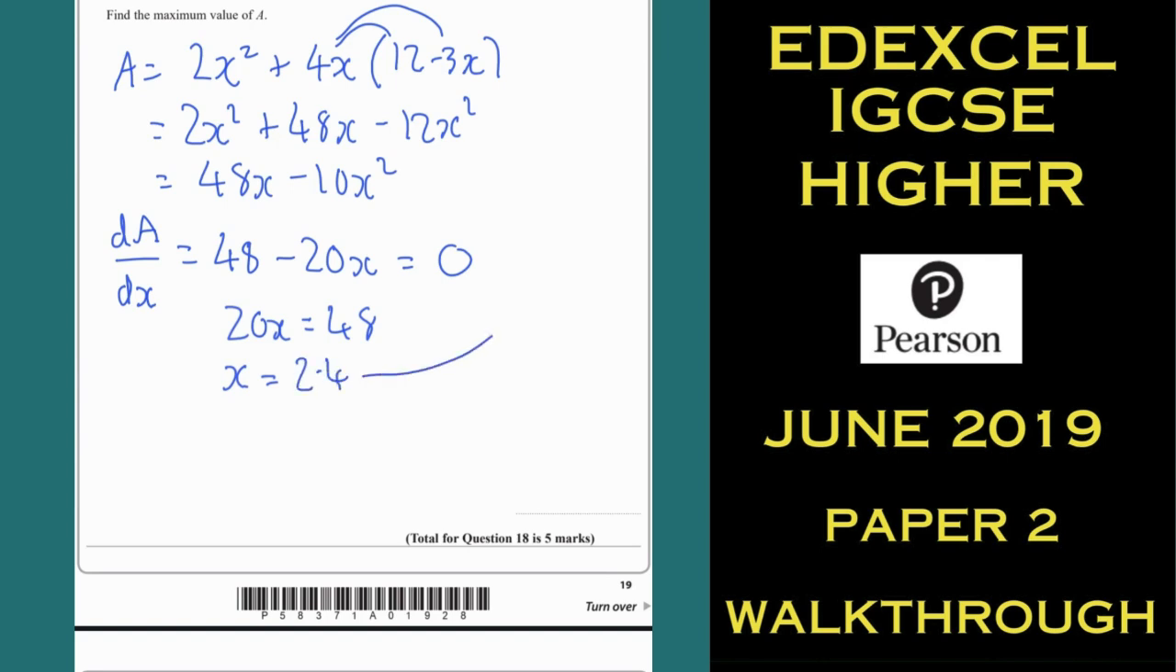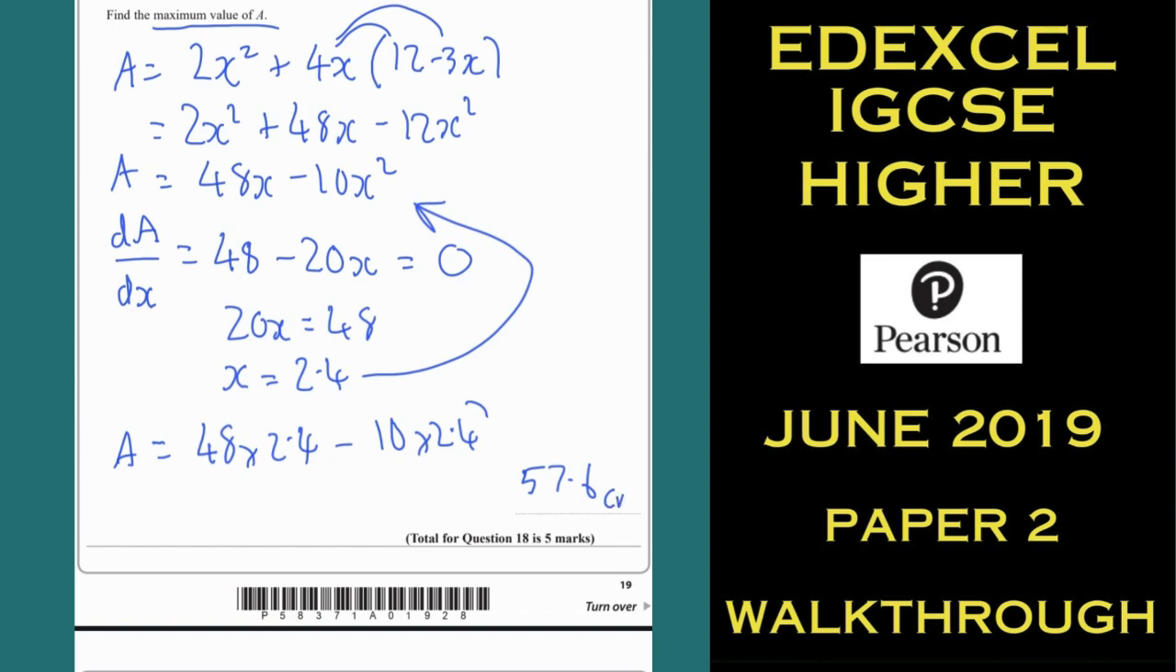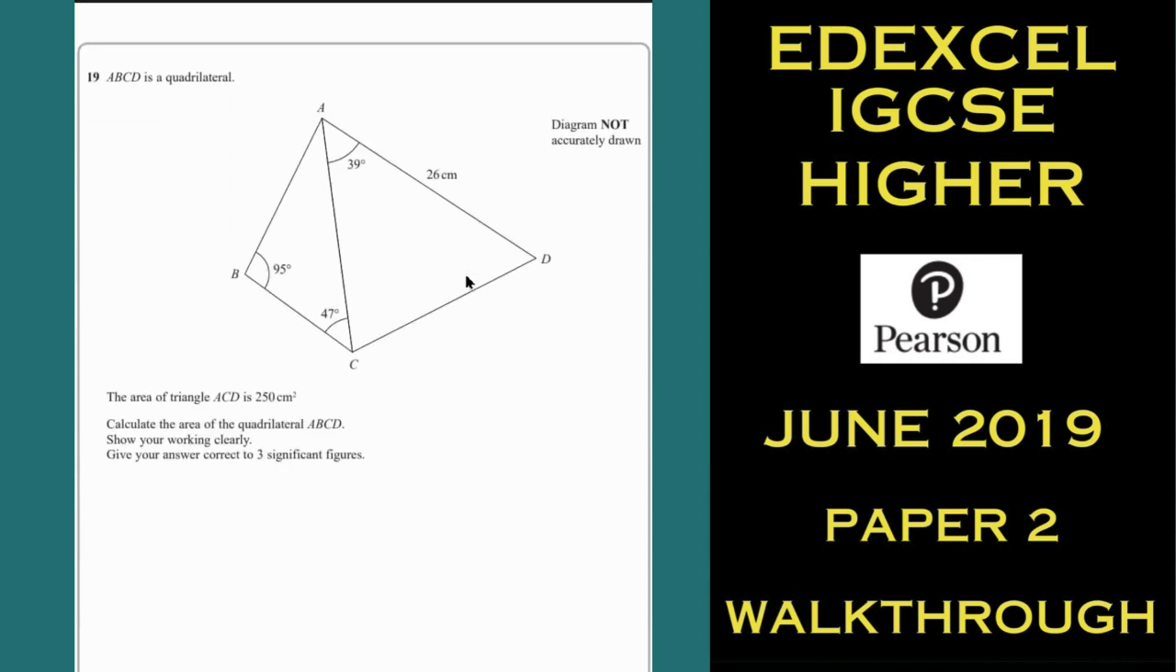But we haven't finished. You grab your calculator, because we've only found x. We're asked for the value of a, the maximum. So sub your 2.4 back in to your formula for the surface area. So press 48 lots of 2.4 minus 10 lots of 2.4 squared, and your calc should say 57.6. Units seem to be missing. Mark scheme doesn't mention it, but I added them in anyway.